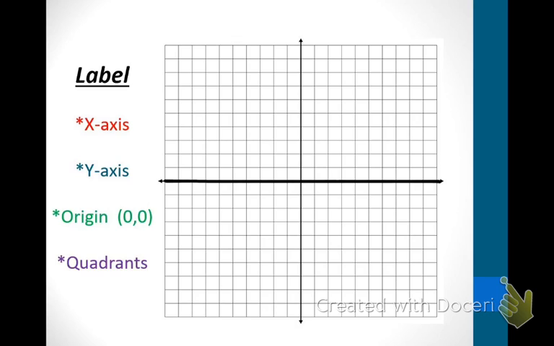Then with your red pen, let's go ahead and label it. That is the x-axis. Next up, where's the y-axis? Going up and down. It goes from up to down. All right, pull out your red pen. Go ahead and label that, that is the y-axis.